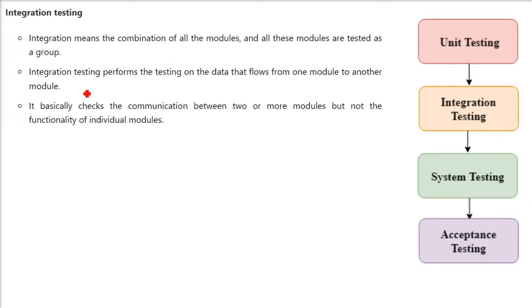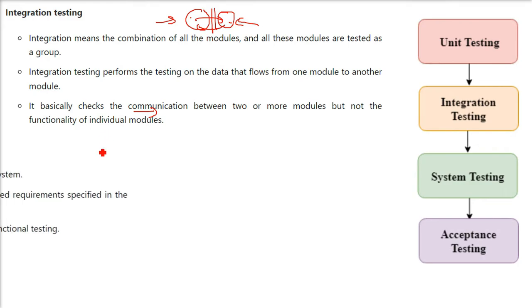Once the unit testing is done, we go for integration testing, because now a few modules are created, and you combine them. We have to see the interfacing; integration testing is all about how the data is flowing from one module to another. So it is collaboration, interdependency, interface testing. We are checking the communication between multiple modules. We don't check the functionality of individual modules. That is done in unit testing. So this is integration testing.